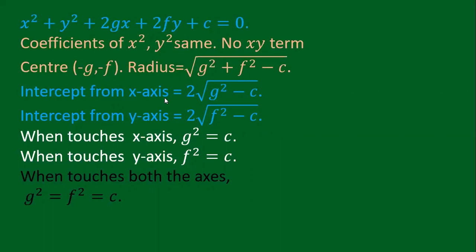Intercept from the x-axis is equal to 2 root over g square minus c. Intercept from the y-axis is 2 root over f square minus c. When the circle touches the x-axis, then we get g square is equal to c. And when it touches the y-axis, then f square is equal to c. And when the circle touches both the axes, then g square is equal to f square is equal to c.